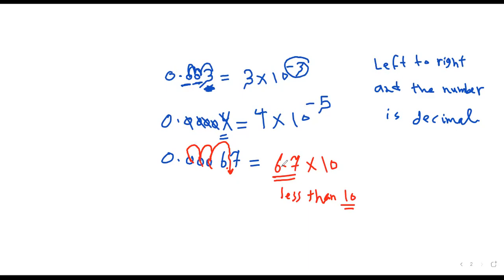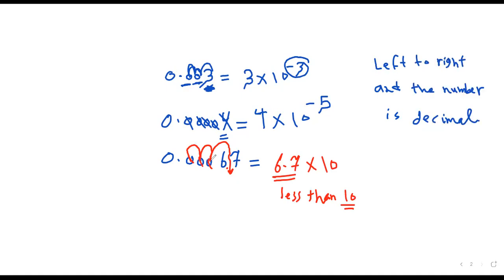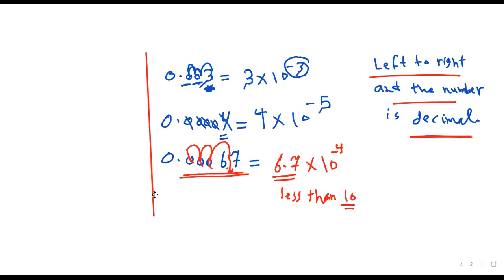Okay, so I will stop at the 6, to make it 6.7. And here, what is the power? It is 1, 2, 3, 4. 4 positive or negative? Negative 4. Why? Because we counted from the left to the right and it's not a whole number, it's decimal. Exactly. Shabab, don't forget to write the notes right after me. Copy. You need to copy. Ahmed?